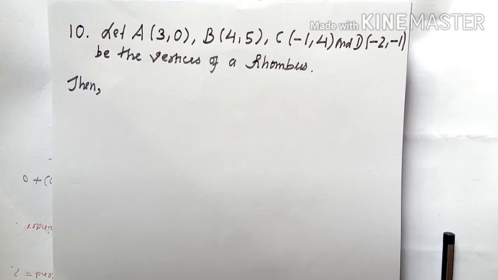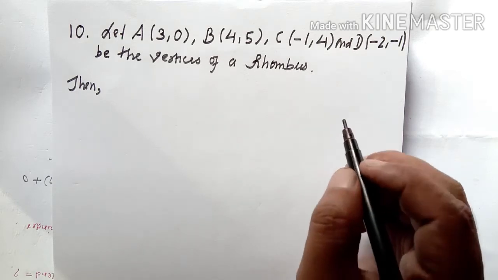Sum number 10. Find the area of a rhombus if its vertices are (3, 0), (4, 5), (-1, 4), and (-2, -1) taken in order. So we know that the area of a rhombus equals half the product of its diagonals. So here you'll have to first find the diagonals AC and BD.